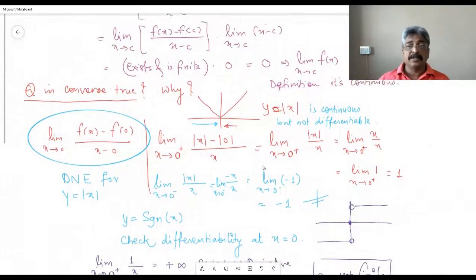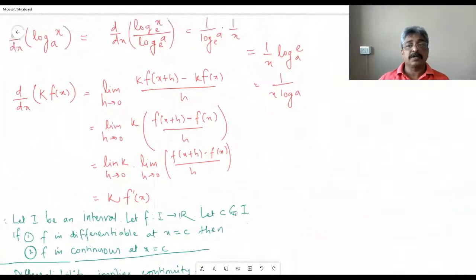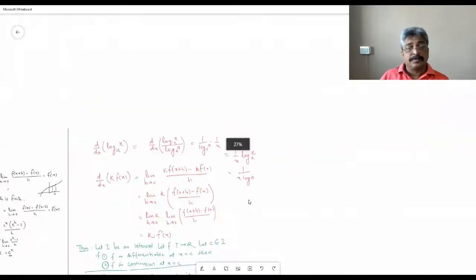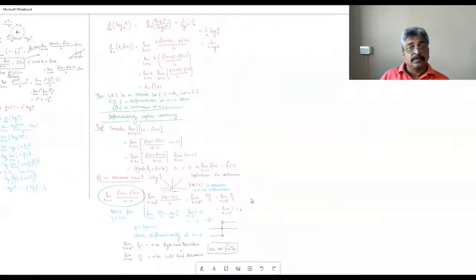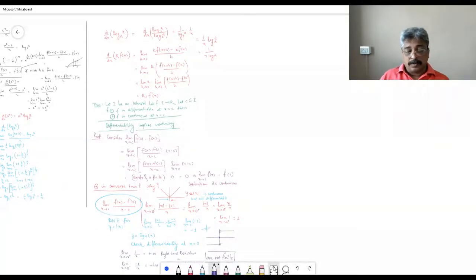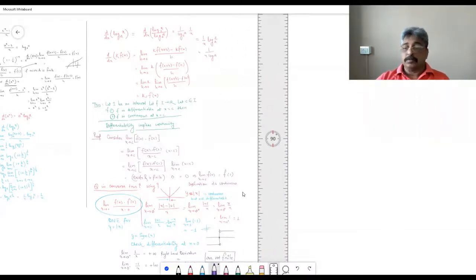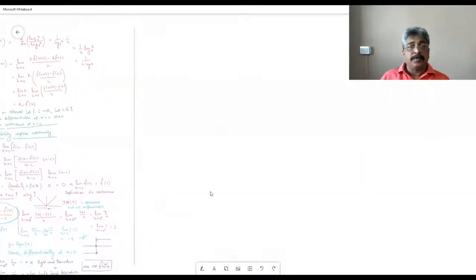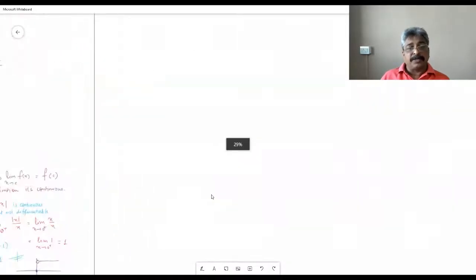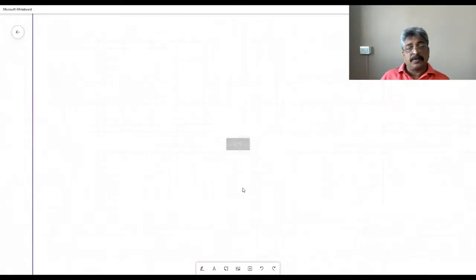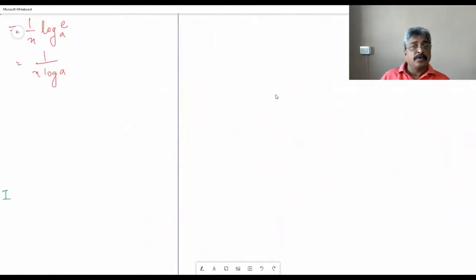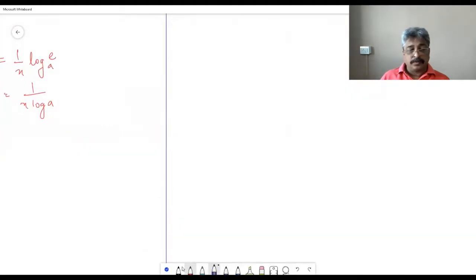Vertical line complete. Okay. So I can start. Okay, now let me write down the next theorem. Algebra of derivatives.